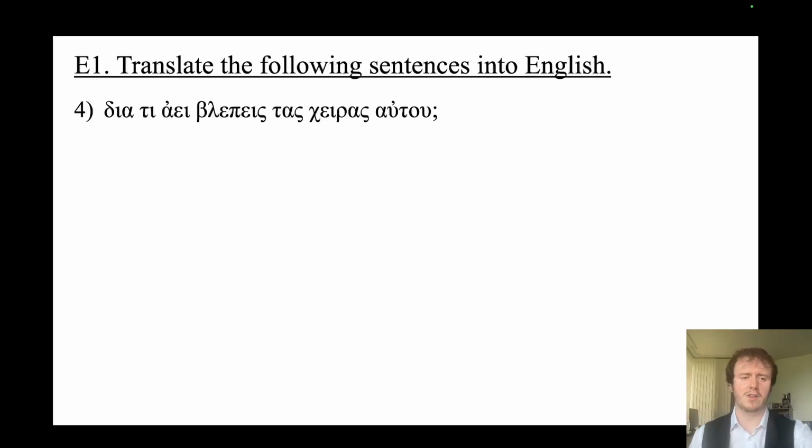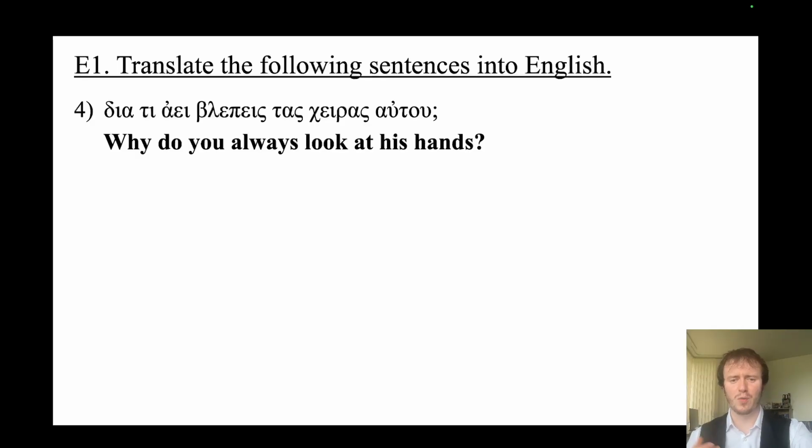Fourthly, we have dia ti aei blepeis tas cheiras αὐτου. Here you should have put, why do you always look at his hands? Or why are you always looking at his hands? Here, αὐτου is being used on its own as a pronoun, and it's masculine genitive singular. It could in principle be neuter genitive singular, and you could have said its hands, but it's probably his hands, I would expect. So why are you always looking at his hands is the correct translation. Literally it says the hands of him, but we would say his hands more naturally.